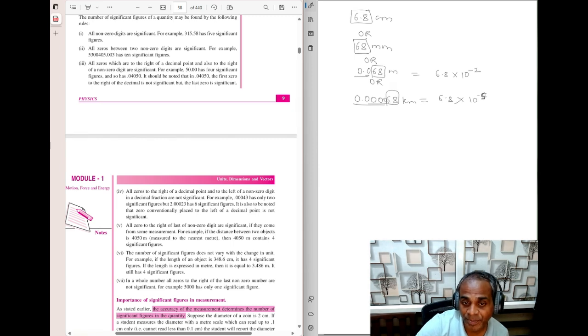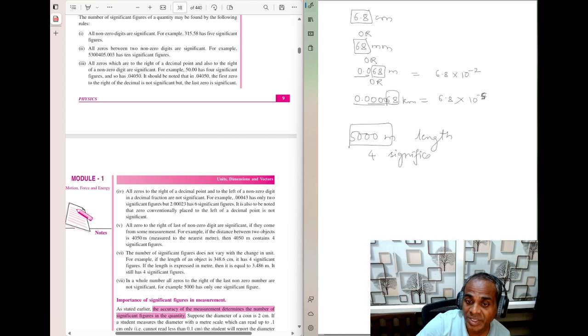So if I say 5000 meters length, this is four significant digits because it's a measurement, as we said, and all the zeros to the right of 5 are significant. Whereas if I say 5000 pencils, this is a countable number. Therefore, these three zeros are not significant and there is only one significant digit, which is 5. So, this difference we need to understand.